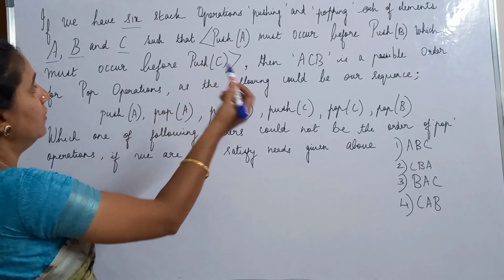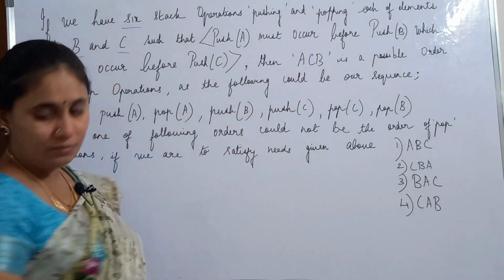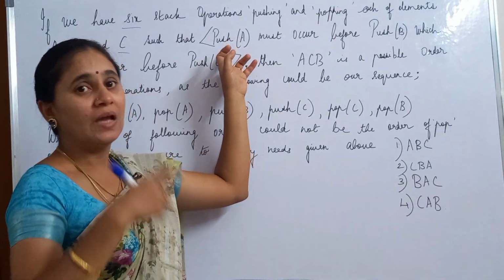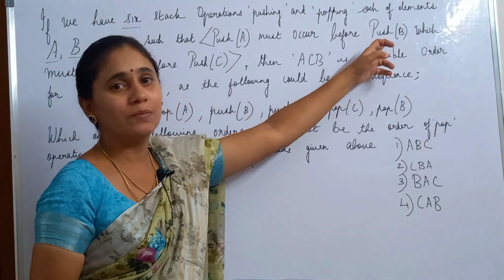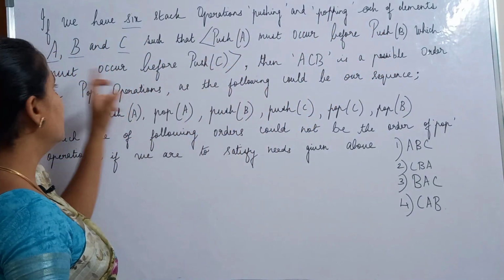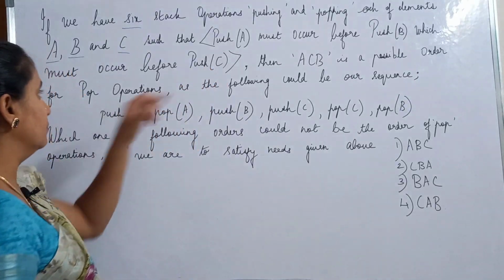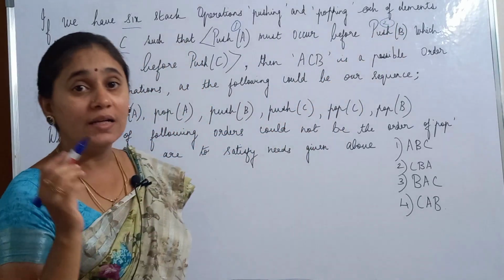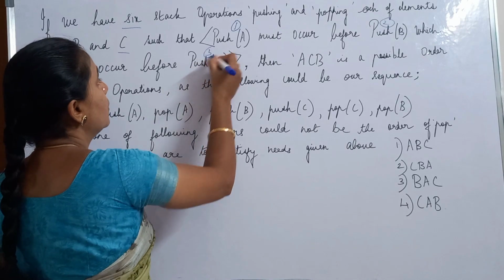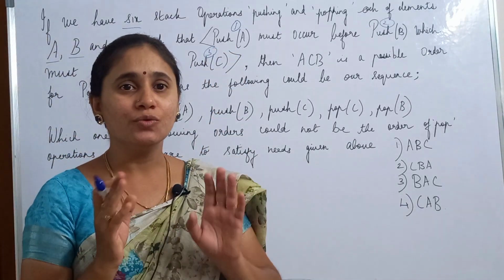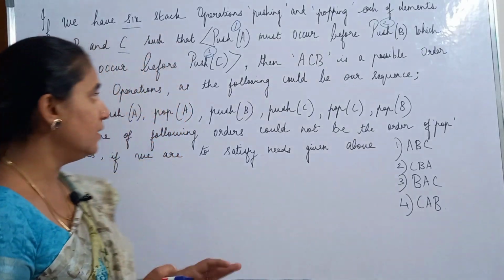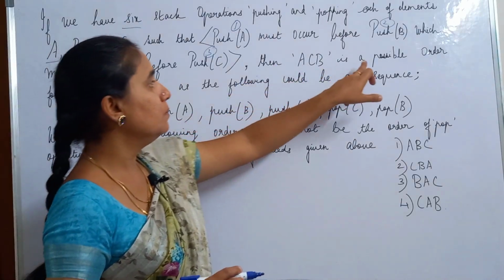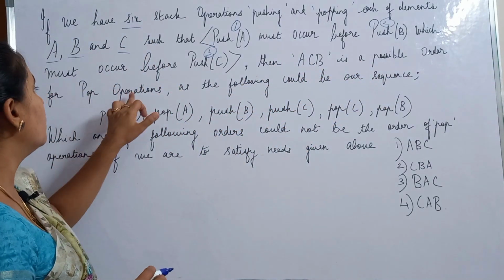For example, these are the rules for pushing the elements onto the stack. First we must push the element A. After pushing A, we must push the element B. Then after pushing B, we must push the element C. So first push this element, second push this element, and at last push this element. In any situation we should never change the order.